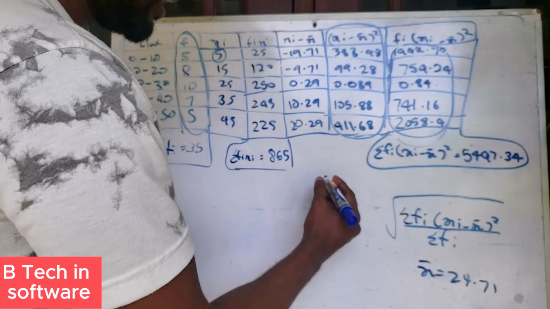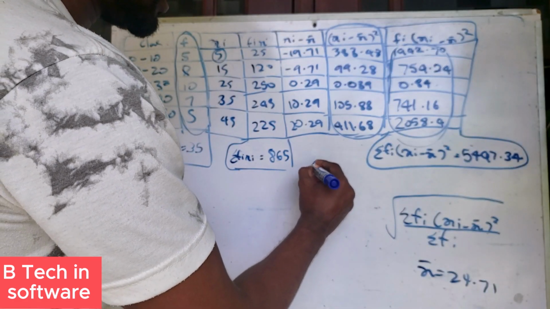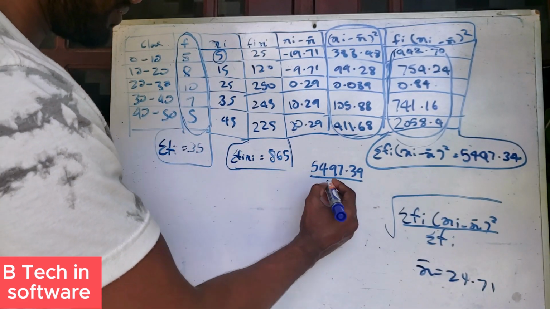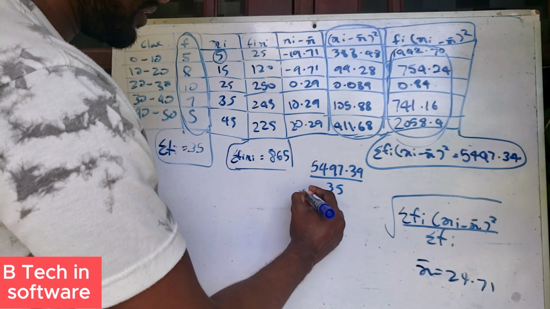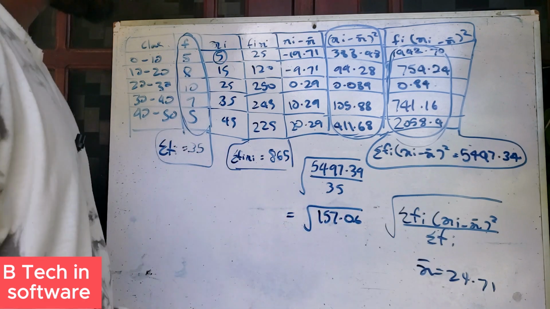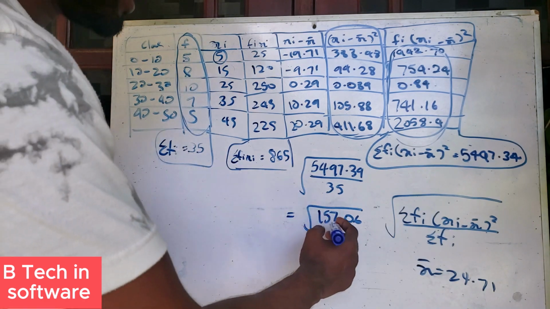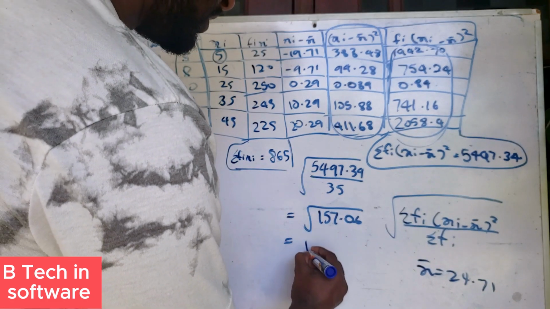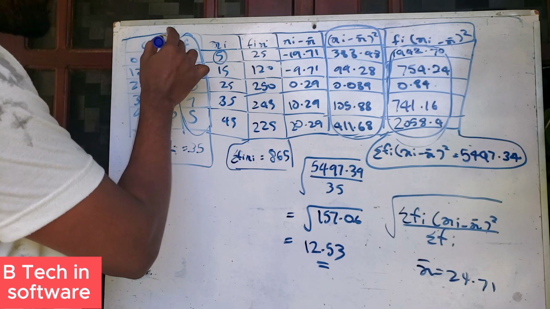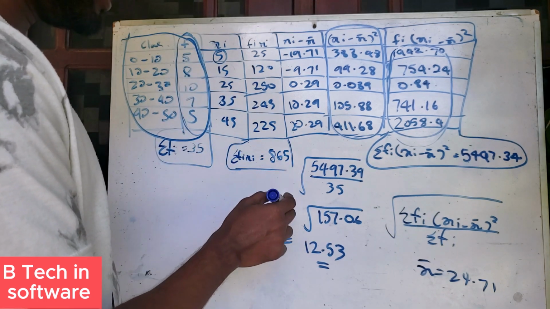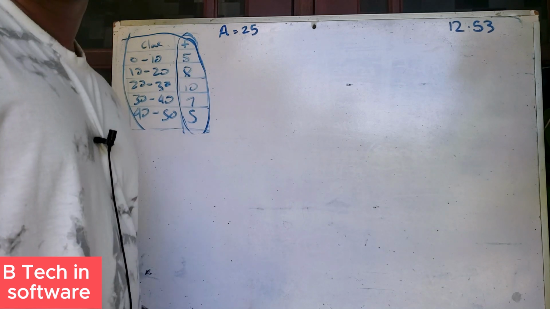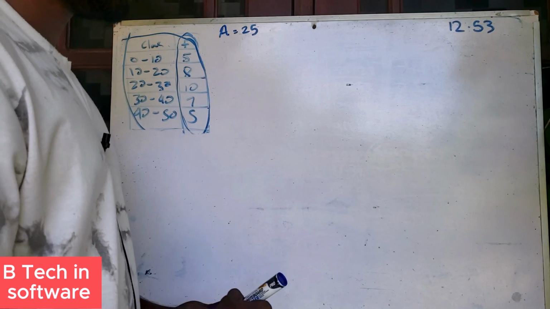Now we know this value is 97434, and sigma fi we know is 35, and then we need to find the square root of that value. 157.06. We need to find the square root of that value. The value is 12.53. So the standard deviation for this grouped data without assumed mean is 12.53.